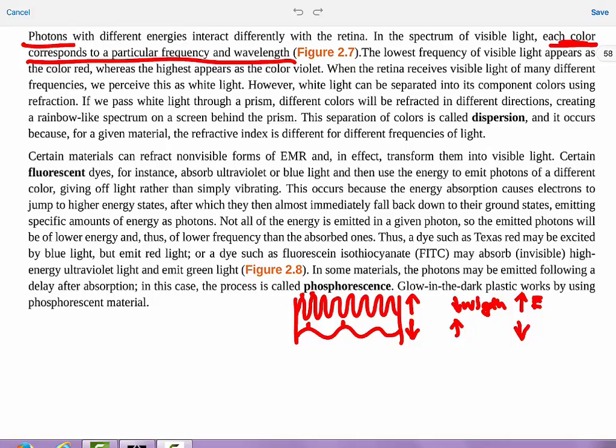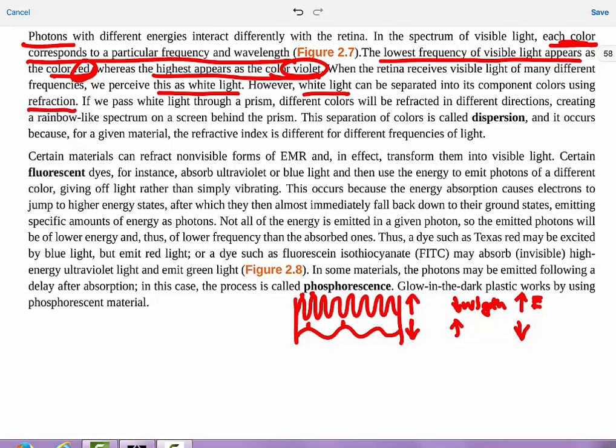All right, so the lowest frequency of visible light appears as the color red, whereas the highest appears as the color violet. So lower frequency of visible light appears as red, and the highest appears as the color violet. When the retina receives visible light of many different frequencies, we perceive this as white light. However, white light can be separated into its component colors using refraction.